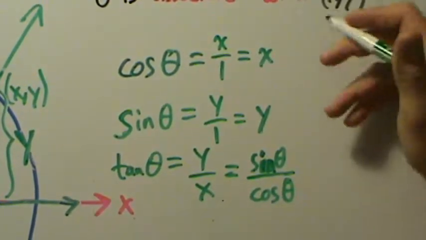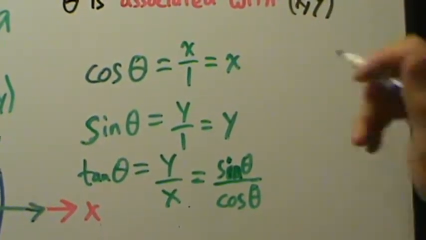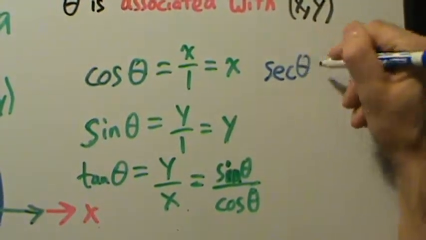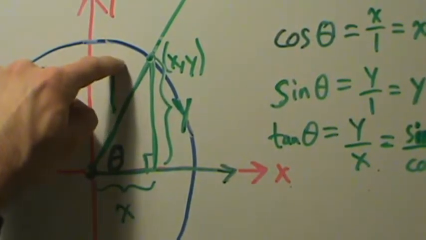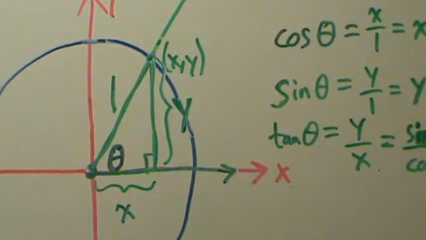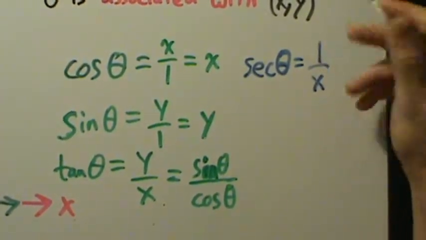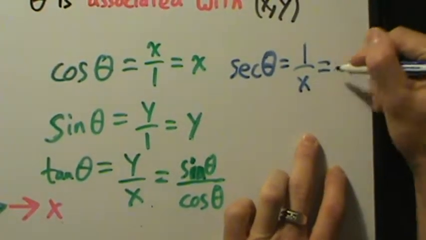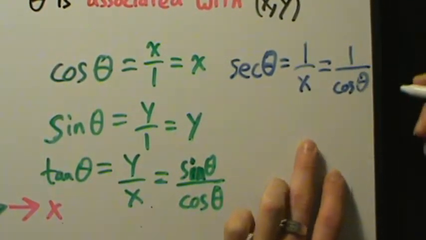The other three trig functions are still going to be the same also. What we see is that this really does coincide with right triangle trig, and that's the point we want to make here. The corresponding function for cosine of theta is secant of theta. Remember, secant of theta is the hypotenuse divided by the adjacent side, from right triangle trig. So secant of theta is 1 over x, which is 1 over cosine of theta.